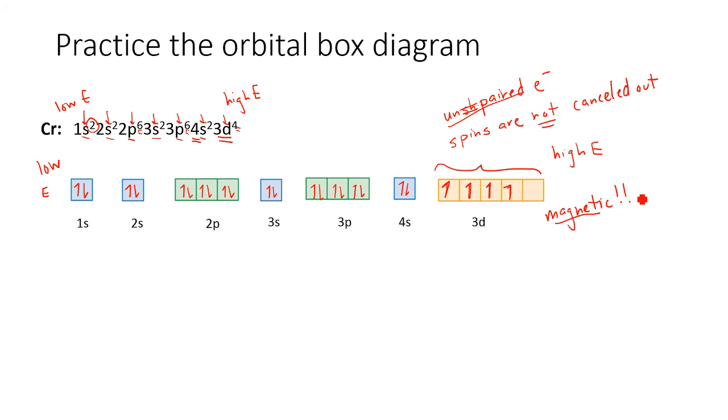Now, we call magnetic atoms paramagnetic. You might see that on your homework. We call them paramagnetic, and that means they're magnetic. I don't know why they make us stick on a new word, but magnetic and paramagnetic mean the same thing. So on the homework, you might get a question that says, which of the following atoms is magnetic? You would have to write the electron configuration and then write the orbital box diagram and look for unpaired electrons. Unpaired electrons spinning in the same direction without anybody canceling out the spin makes it magnetic. We'll talk more about that as we go on.